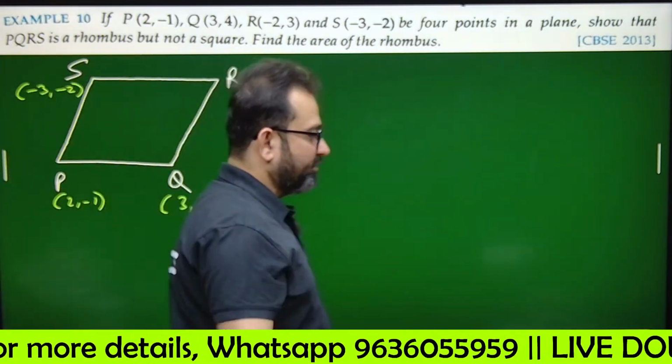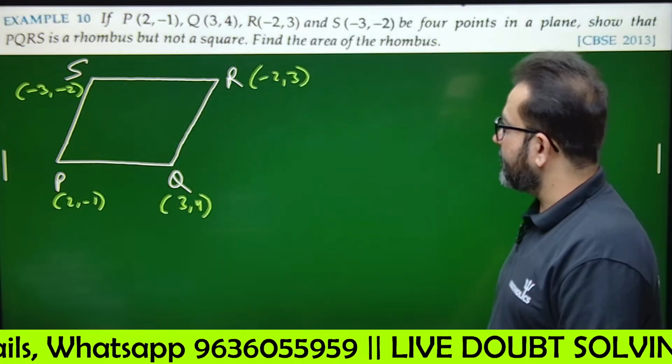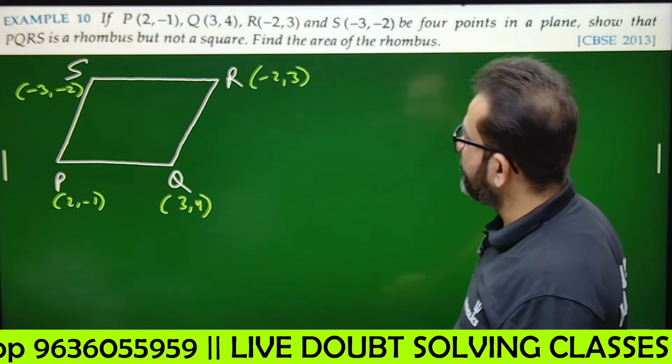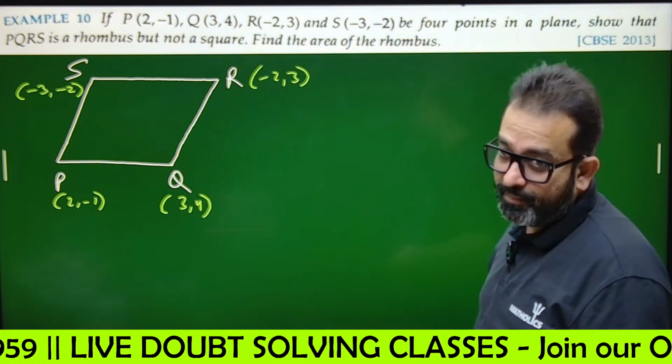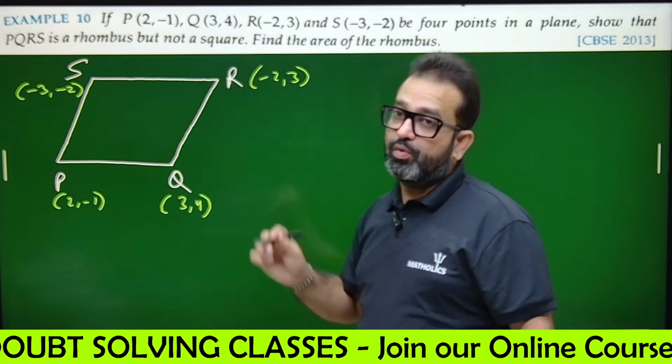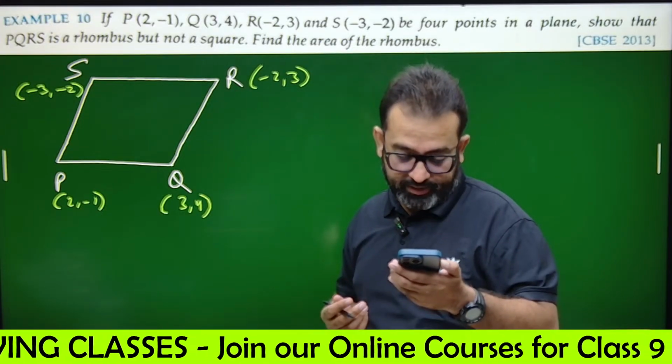Let's move on, to be very crisp and clear. If I have to prove that this figure is a rhombus, I have to prove all the sides equal. Also I have to prove but not a square. So how to prove it is not a square?